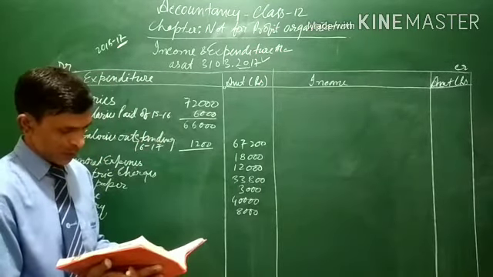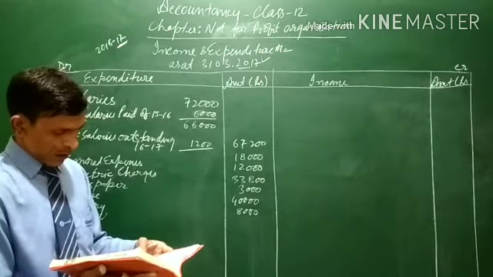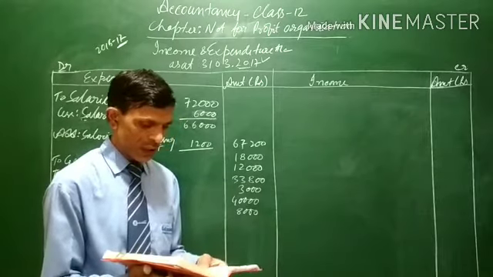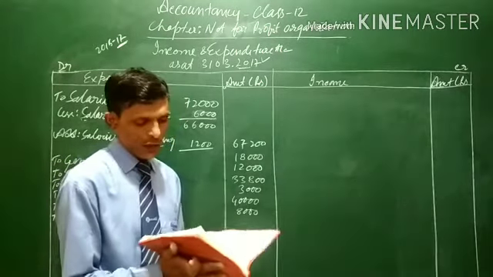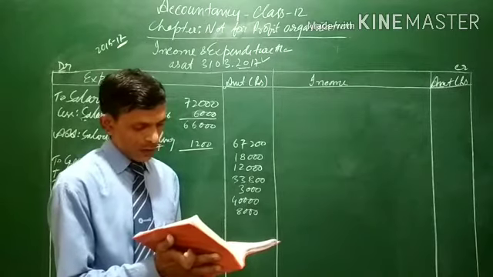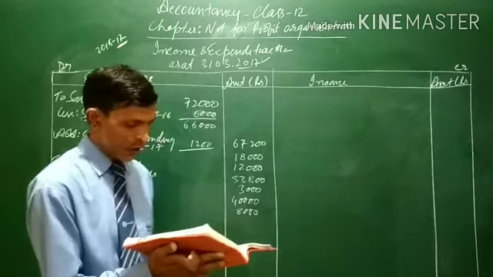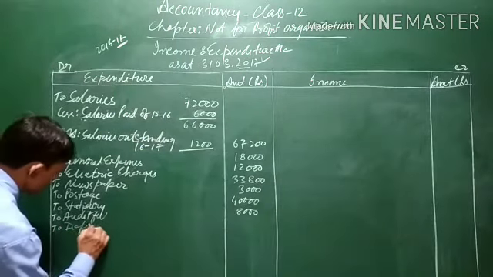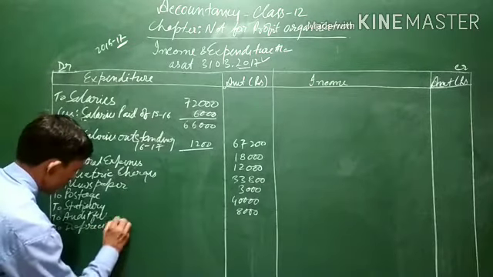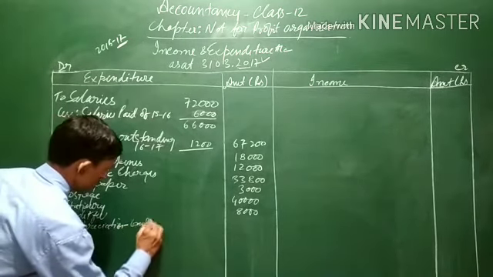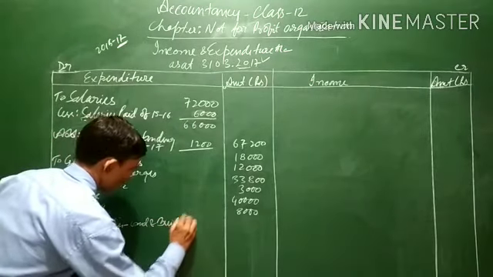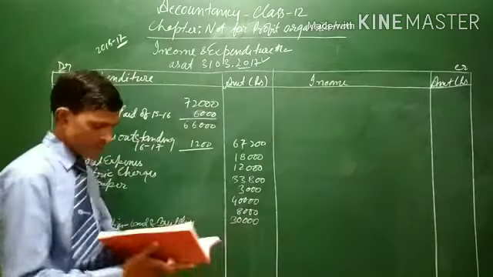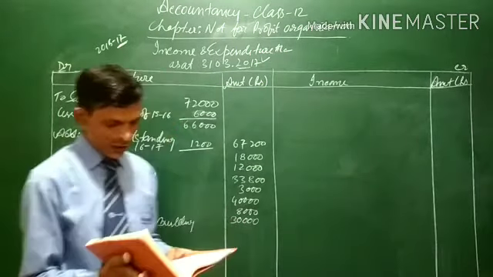Now more adjustments, some more things are given in the adjustment. Depreciation is being provided. It should be provided at 5% on land and building, and you can see the previous year balance sheet, which is given in the question. 6 lakh is the amount of land and building, 5% depreciation. This will amount to 30,000. To depreciation on land and building 30,000. Now, no more expenses are given.